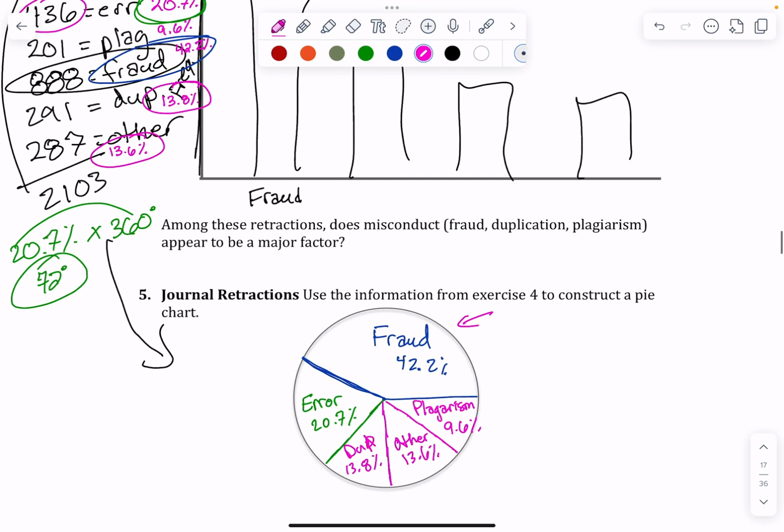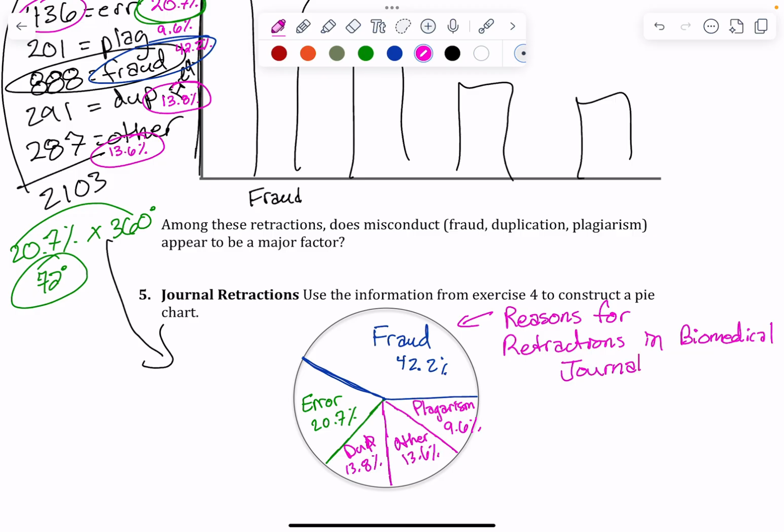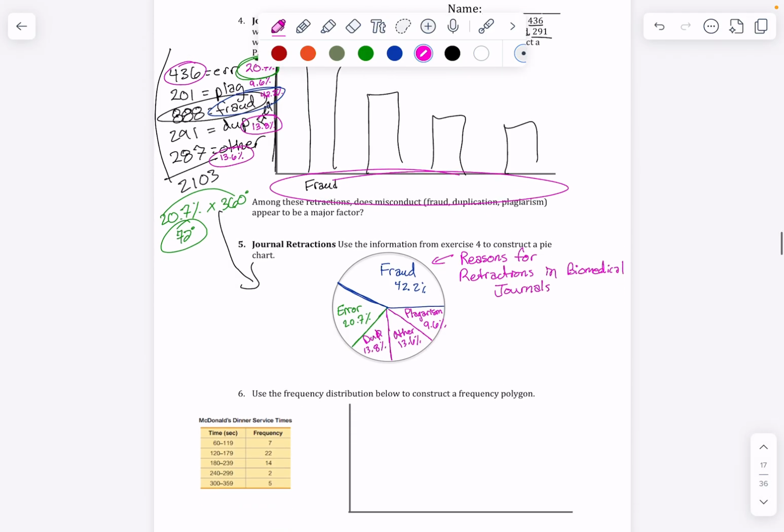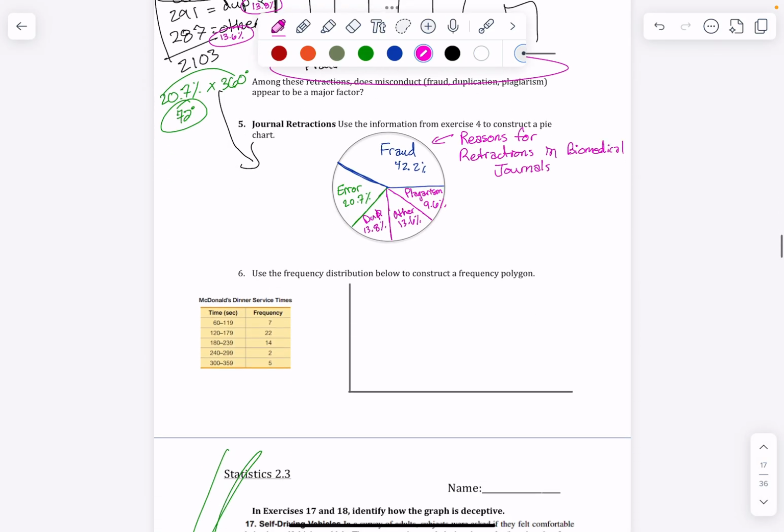Chart title: Reasons for retractions in biomedical journals. There you go. Okay, make sure you're putting your axis titles on there. Make sure you're putting your chart labels and all the things on there, okay? And each one of those that you do, but there's number 5 already kind of done for you, okay? Hopefully yours looks a little bit less messy than mine, but there's that, okay?